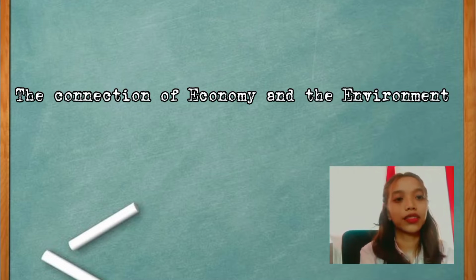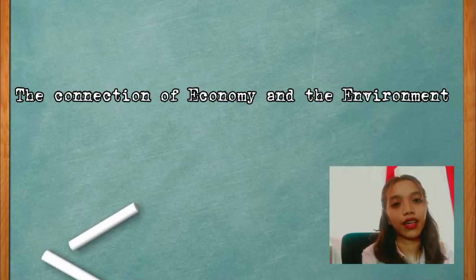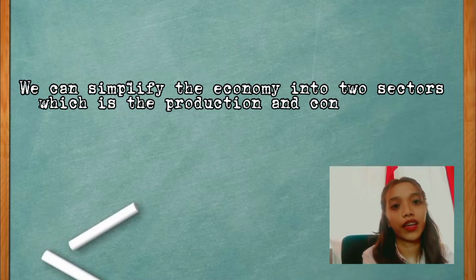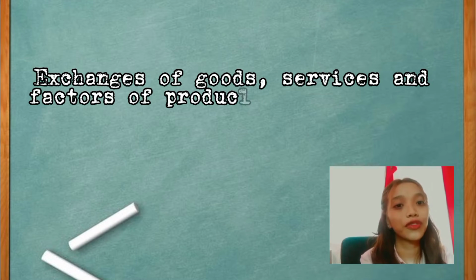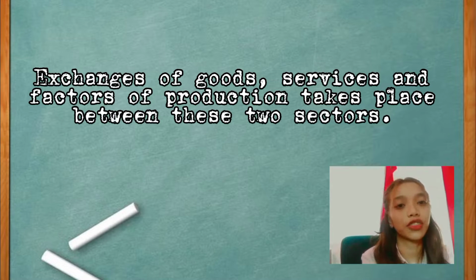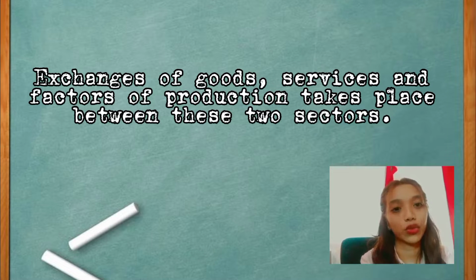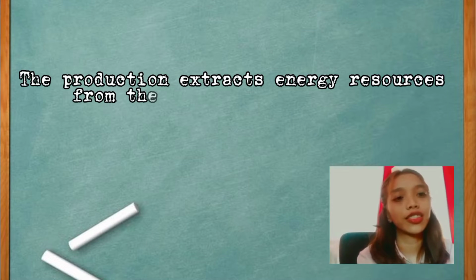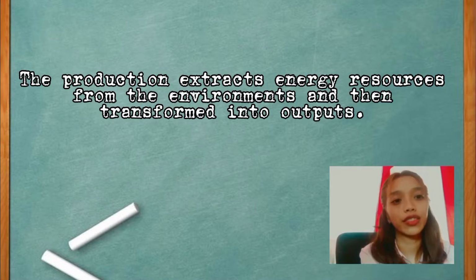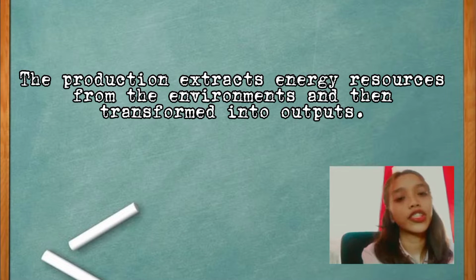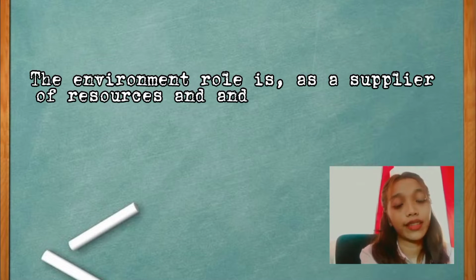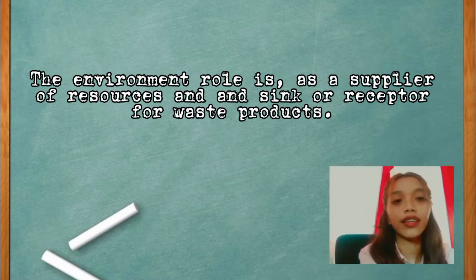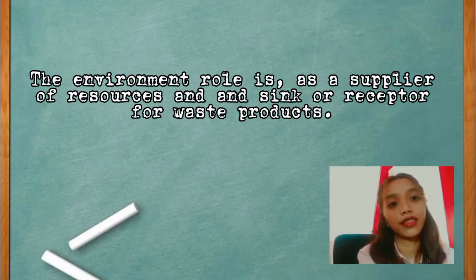Now let's talk about the connection of the economy and the environment. We can simplify the economy into two sectors, which are the production and the consumption. Exchanges of goods, services, and factors of production take place between these two sectors. The production extracts energy and material resources from the environment and then transforms them into outputs. The environment's role is as a supplier and sink or receptor for waste products naman.